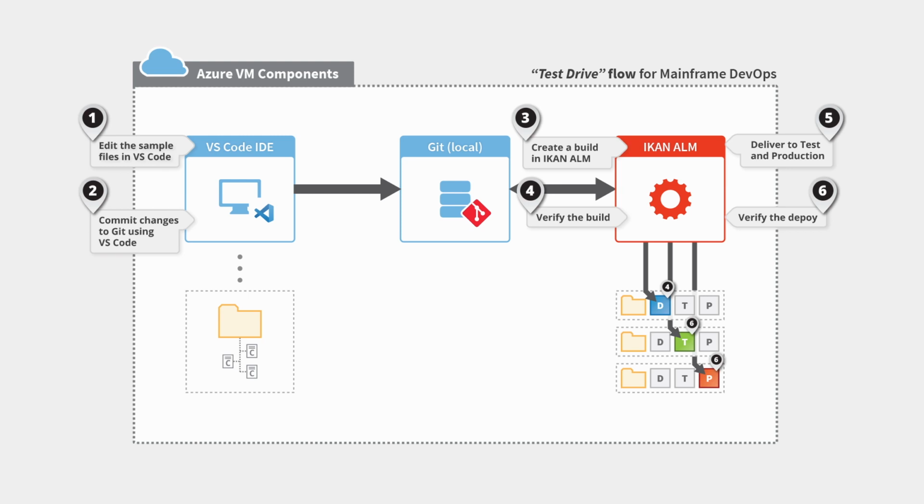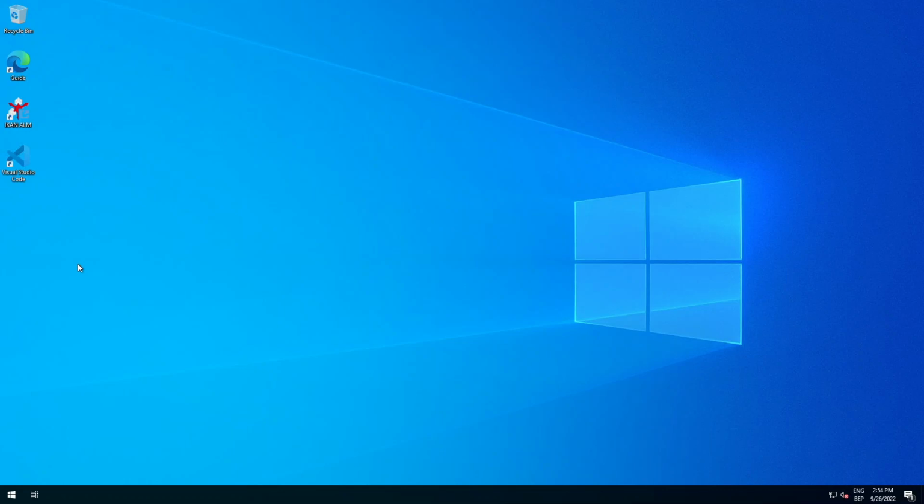Let's start with step 1 and step 2. Making changes to the samples and committing to Git. We're using VS Code, but any IDE or editor will suffice. The only requirement for IKAN ALM to work is that your files are versioned. In this case, we chose Git as version control repository.